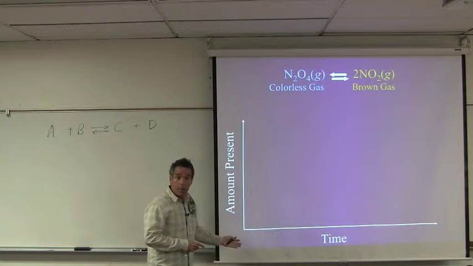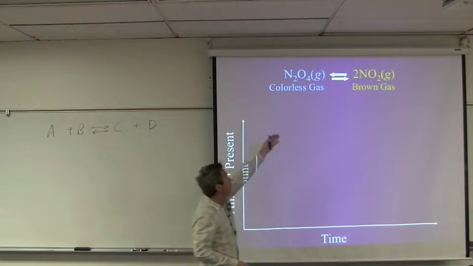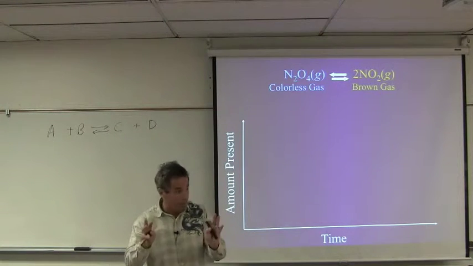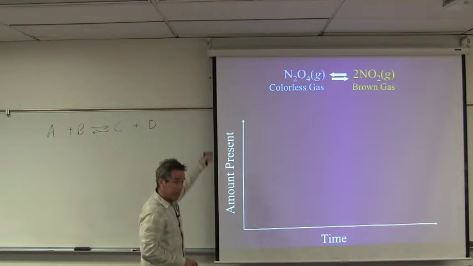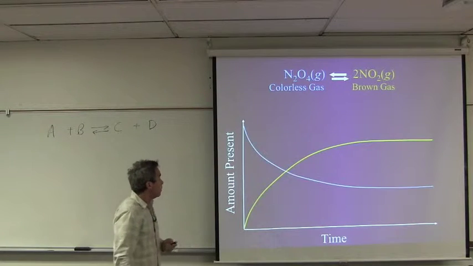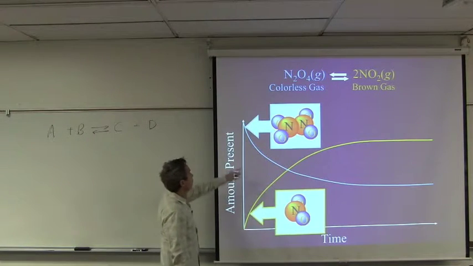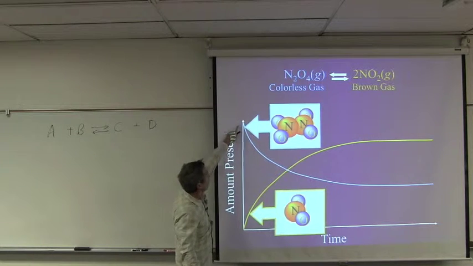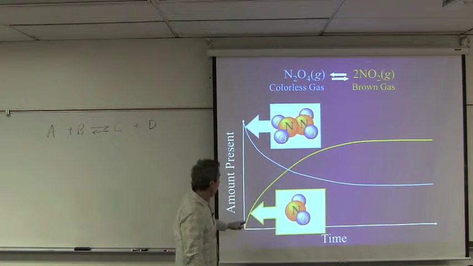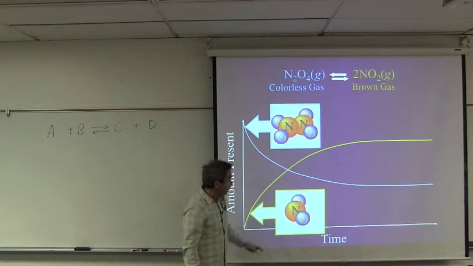People could do this experimentally. These two molecules absorb different parts of the visible spectrum, and if you have an instrument that monitors that, you could actually make this measurement in the laboratory. And when you do, it looks something like this. Notice, originally, at time equals 0, you have a lot of N2O4, and then as it starts to react, it starts going down, and you start to build up NO2.